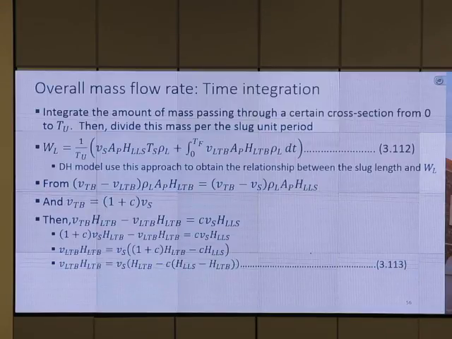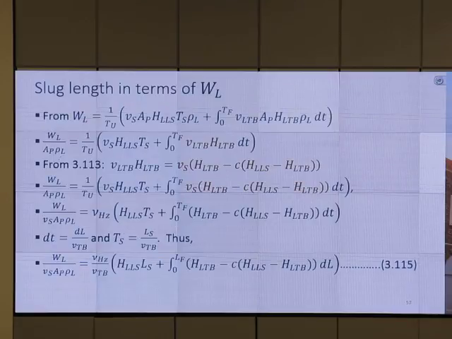Okay, so this means if we know HLTB, so it's a relationship between VLTB and we have to substitute the above equation, yes. And then you get W in terms of several things. So the above equation looks like this, right? That's the above equation.